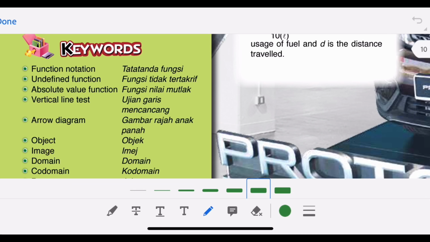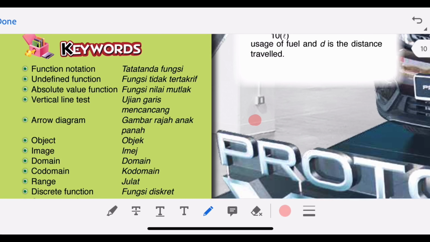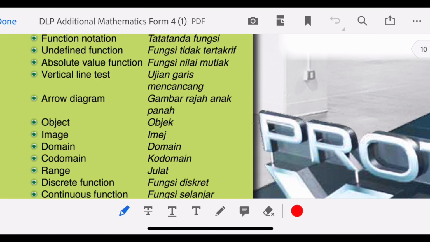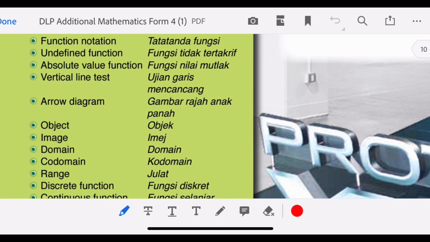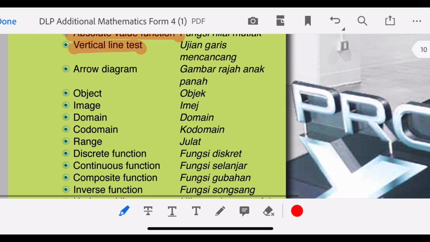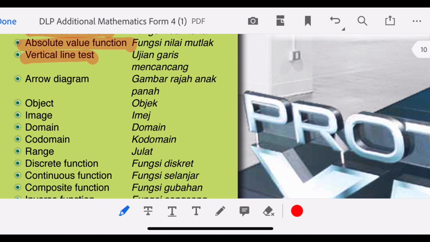They also show you the important keywords that you need to master for this topic. Examples of the keywords are object, image, domain, and codomain. All these are important keywords for function. Looking at the keywords given: function notation, undefined function, absolute value function, which is different from last time. Vertical line test, this one is also different. Last time we didn't have the vertical line test.